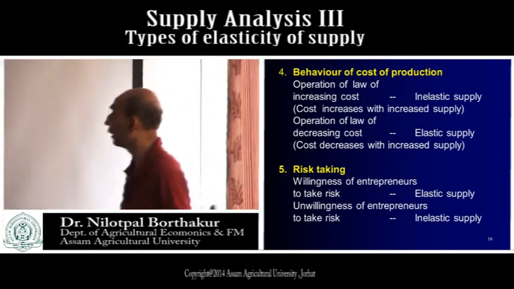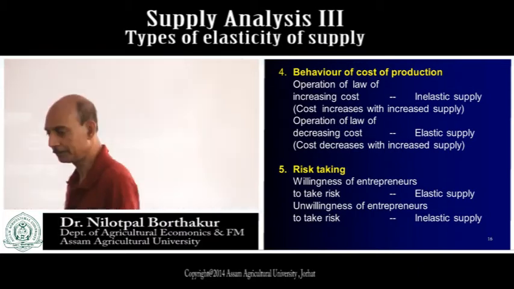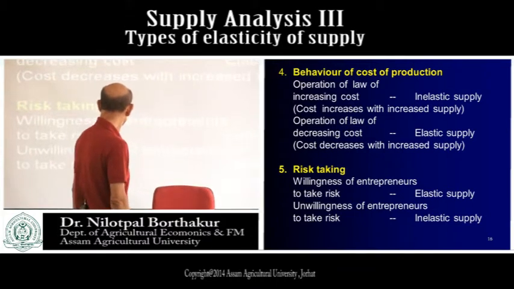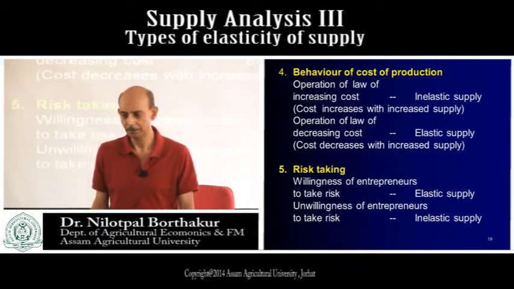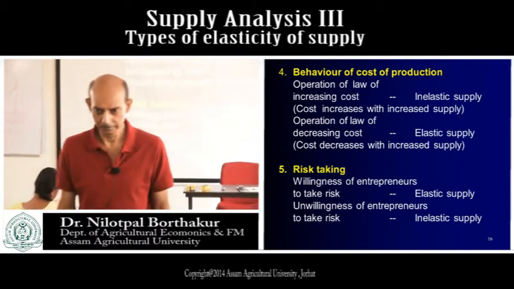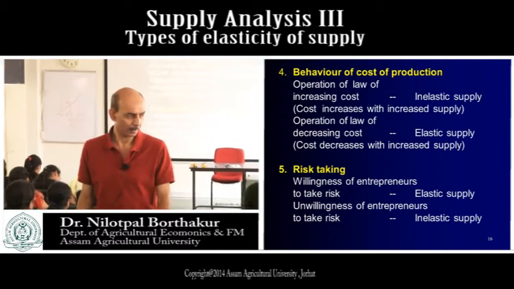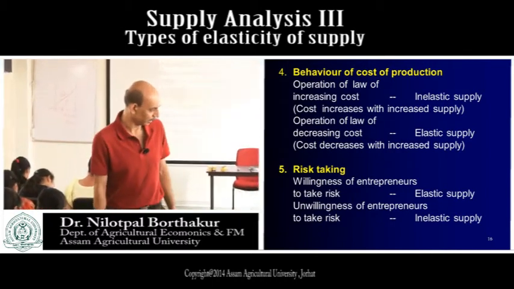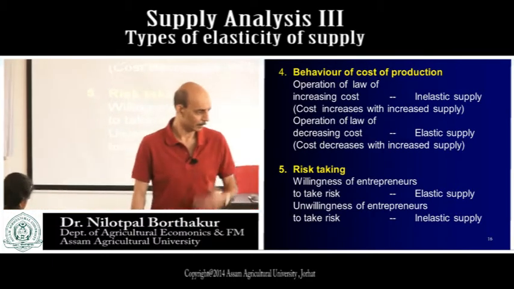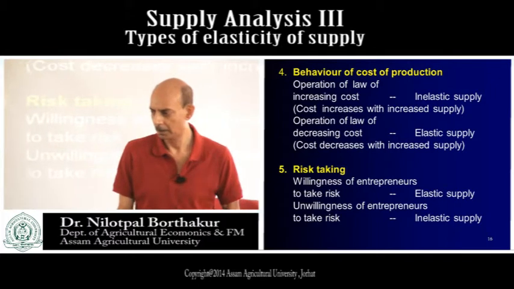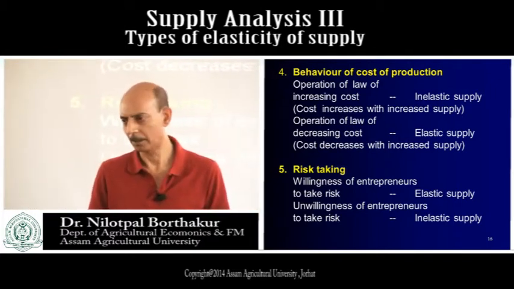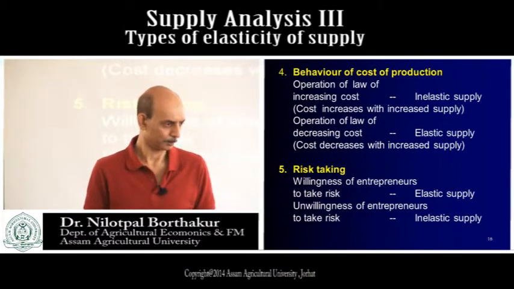Next is behavior of cost of production. There are two types of behavior in case of production cost. Actually, there are three. Under the cost concept: law of increasing cost, law of decreasing cost, law of constant cost.